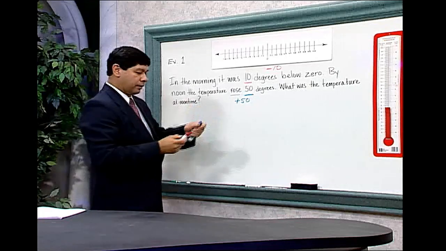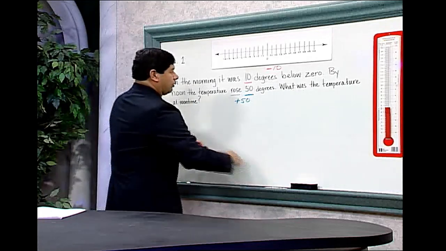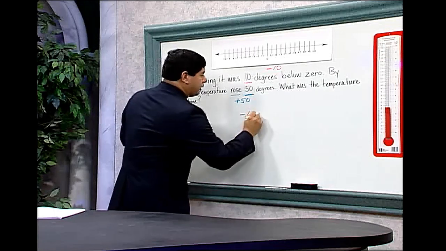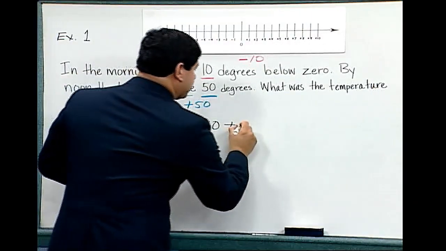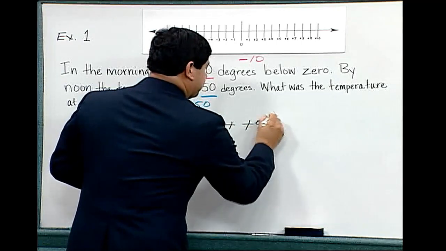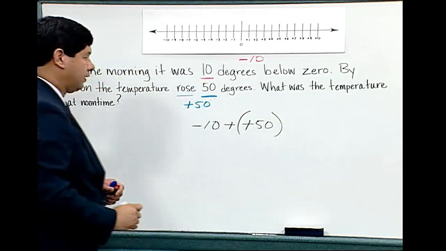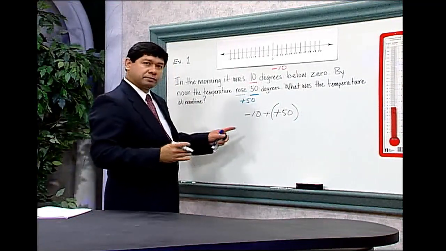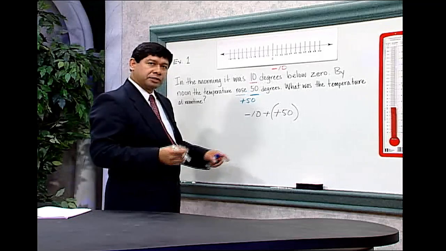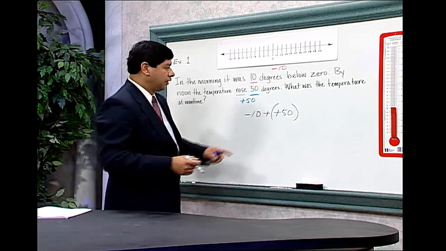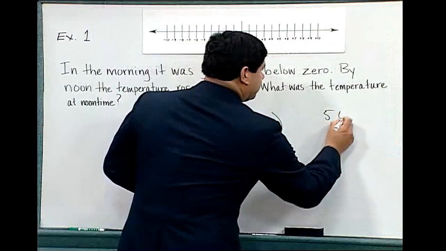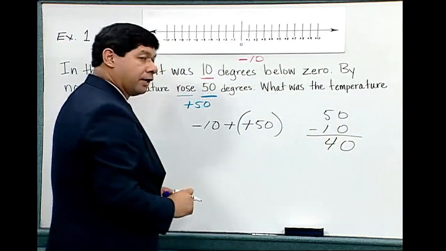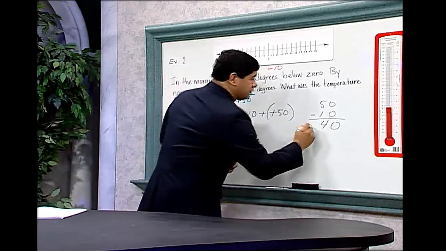Well, let's write out our sentence here. We're starting out at negative 10. And to that, we're combining a positive 50 because the temperature, of course, rose 50 degrees. And that's our mathematical sentence. Now, using our rule, we can find the difference of the two, and the answer will take the sign of the larger number. So let us subtract 50 minus 10, and we have 40. Our answer will take the sign of the larger number, positive.